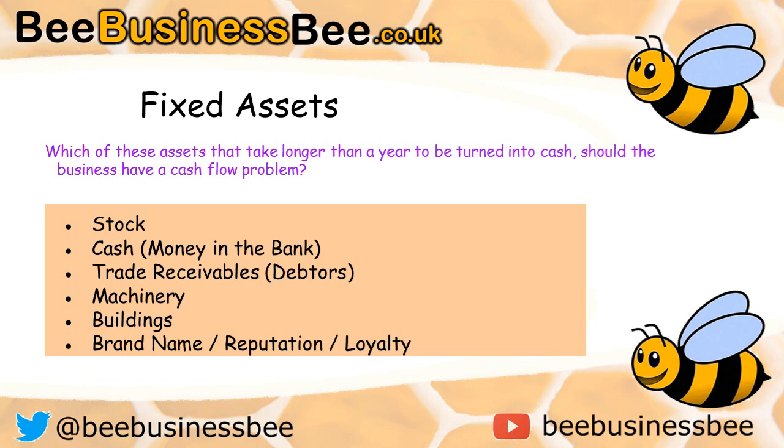Now, which ones on there would you think would be fixed? Well, hopefully you've worked out pretty quickly. The ones that take a bit longer to sell off. These would be the ones down here, your machinery, your buildings, and your brand name, your reputation, and your loyalty. They take longer than a year to turn into cash.